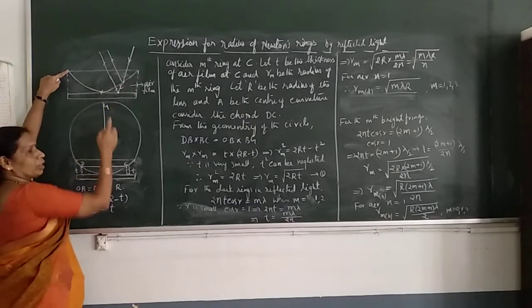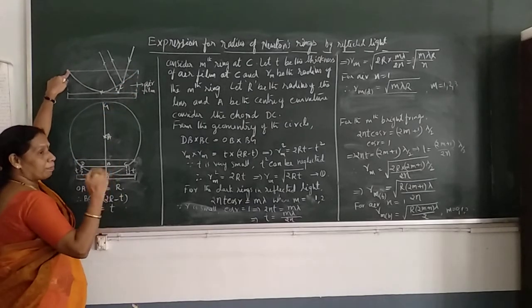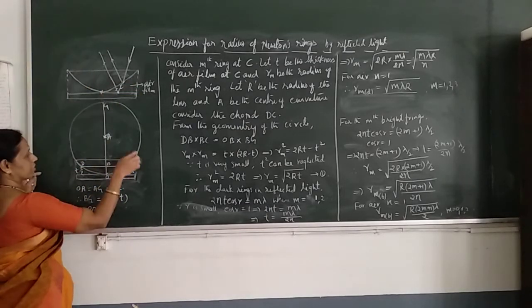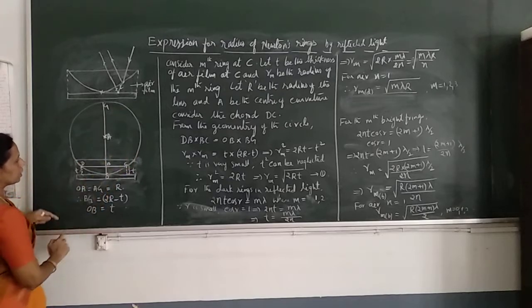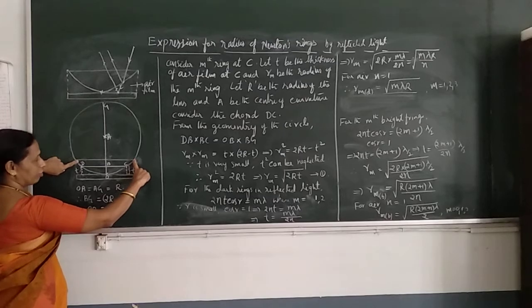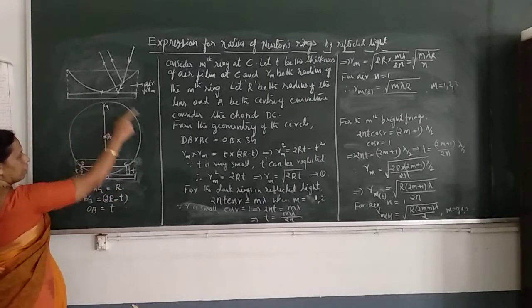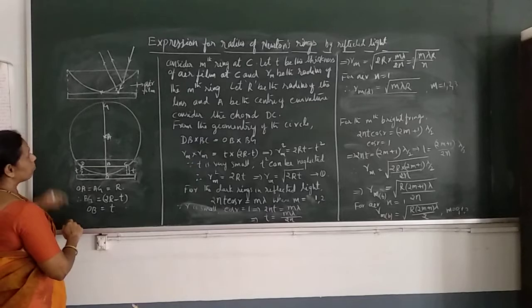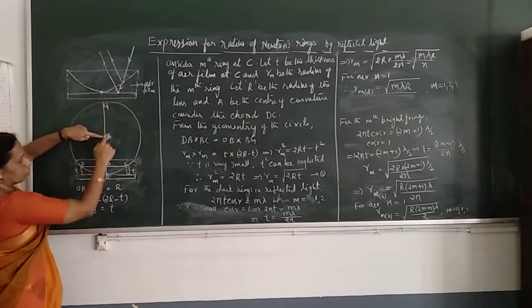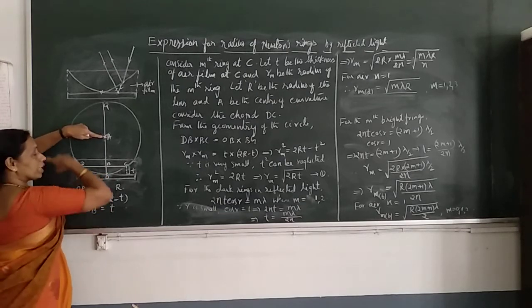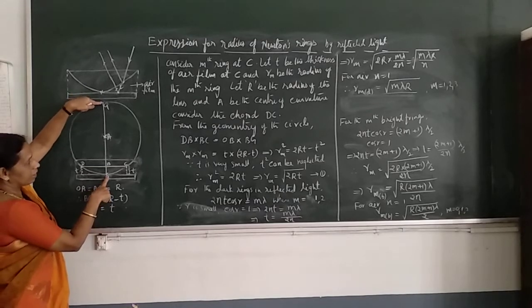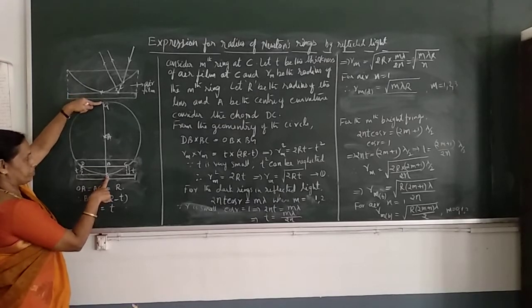The curved portion of the convex lens is part of a circle. If you complete that circle, you get a circle with center A, the center of curvature, of which the lens curvature is a part. Then AG is equal to AO, which is nothing but the radius of curvature of this plano-convex lens. So OG is the diameter, OG equals 2R.